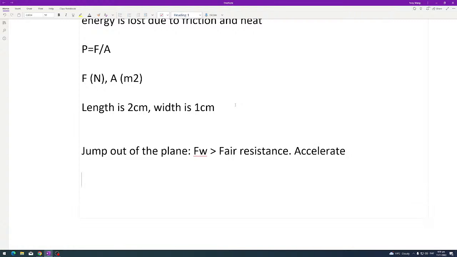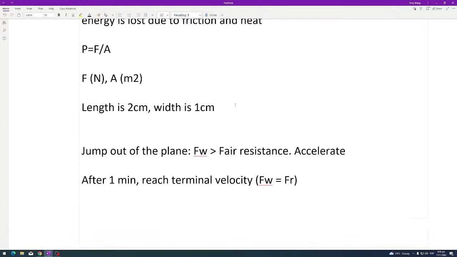You just need to make sure that your downward force is bigger than the upward force. After a minute or so, you reach terminal velocity. That means you can't go any faster, because the force of weight is equal to the force of air resistance.